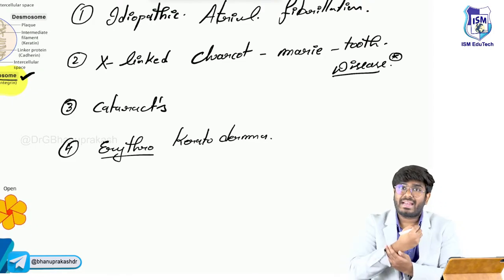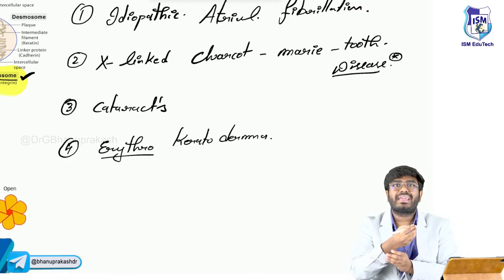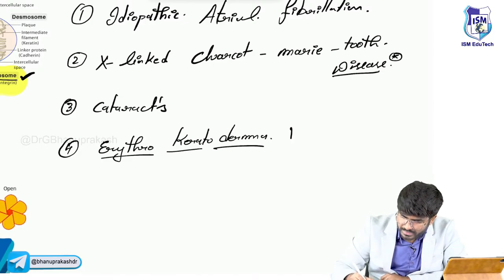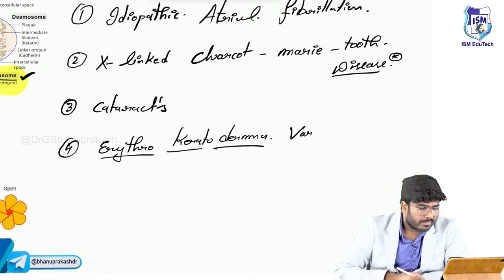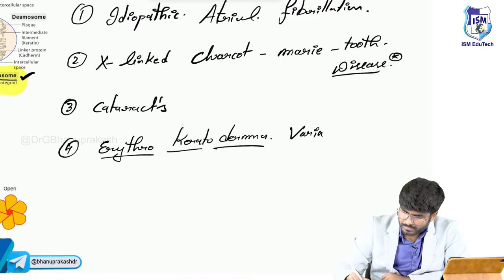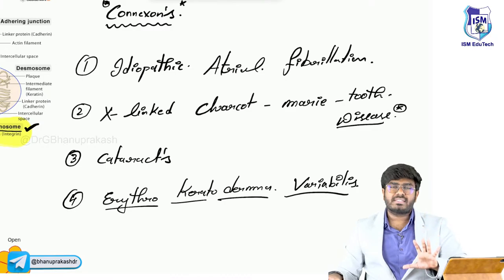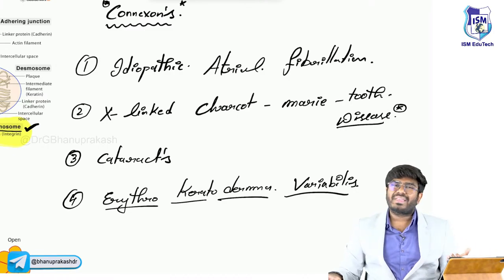Erythro means red color rash. Keratoderma, the skin is going to be keratotic, like thickened. So erythrokeratoderma variabilis. These are the diseases. So a question that can come in your exam is, which of the following diseases are due to connexon mutation? Connexon mutation will lead to Charcot-Marie-Tooth disease, true. Erythrokeratoderma variabilis, true. Cataracts, idiopathic atrial fibrillation, true.